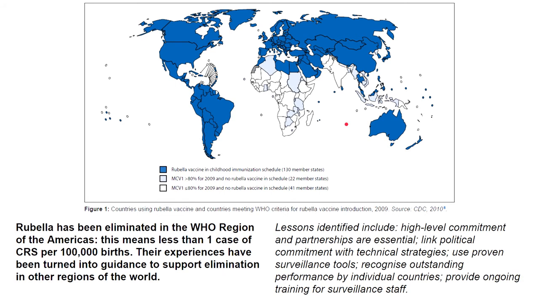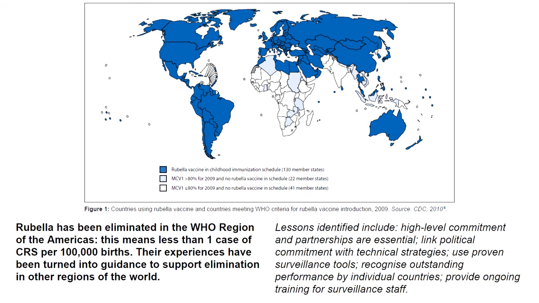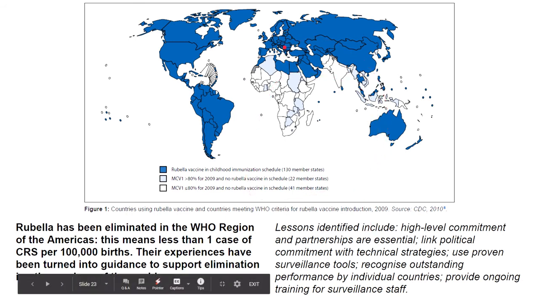Rubella has been eliminated in the World Health Organization region of the Americas, and the region's experience was turned into a guiding protocol for the rest of the countries, which eventually successfully eliminated rubella in their countries. The lessons identified include high-level commitment and partnerships, linking political commitment with technical strategies, using proven surveillance tools, recognizing outstanding performance, and providing ongoing training for surveillance staff. They were able to address that, and this is what we have nowadays.